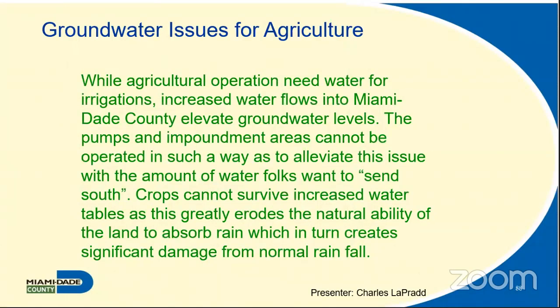So agriculture needs water. Make no mistake about that. We have to irrigate. Crops need the water. Too much water, too high groundwater levels, kills plants, causes bacteria, and it erodes the natural ability of the land to absorb normal rainfall and move it out. And that creates significant damage.